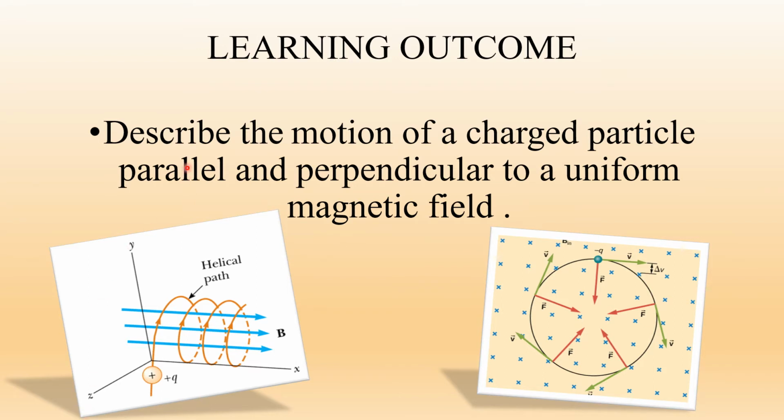The third learning outcome for today's lesson is to describe the motion of a charged particle parallel and perpendicular to a uniform magnetic field. The fact is, since the magnetic force is perpendicular to the direction of travel, which is the direction of V, a charged particle will follow a curved path in a magnetic field. The particle continues to follow this curved path until it forms a complete circle. This is a fact. Now, we want to describe the fact. So let's follow the lesson.